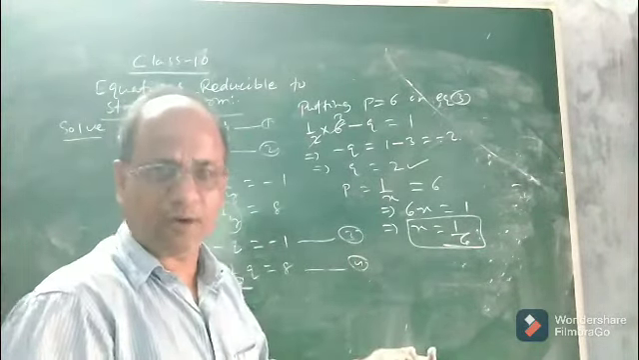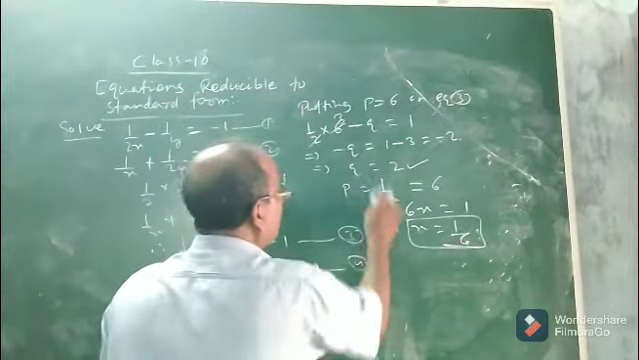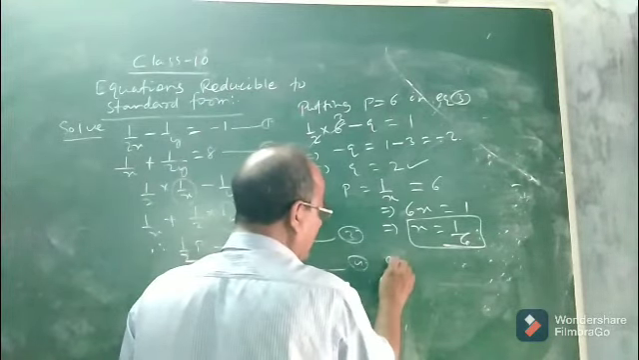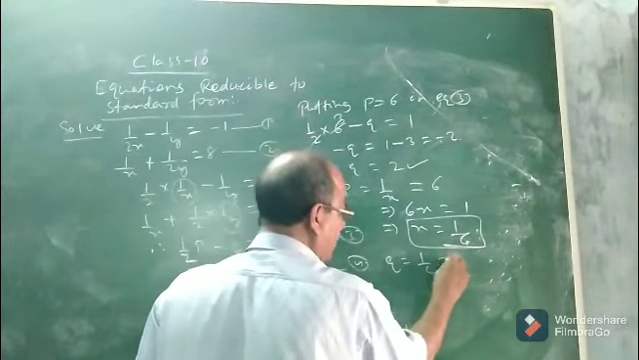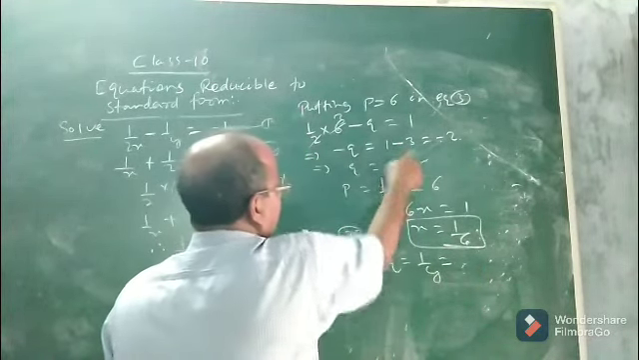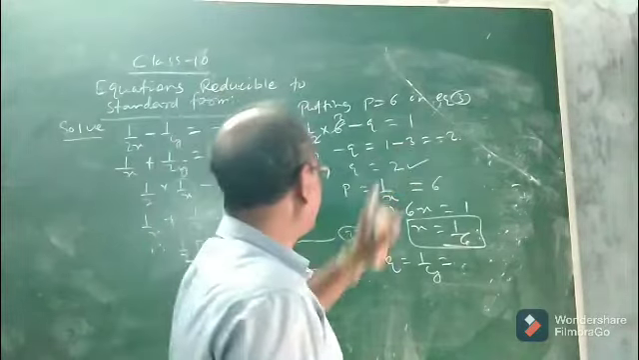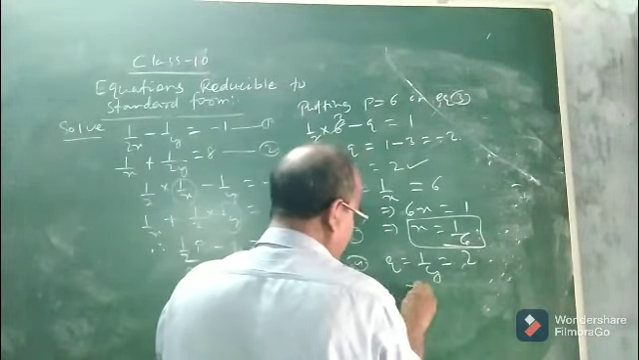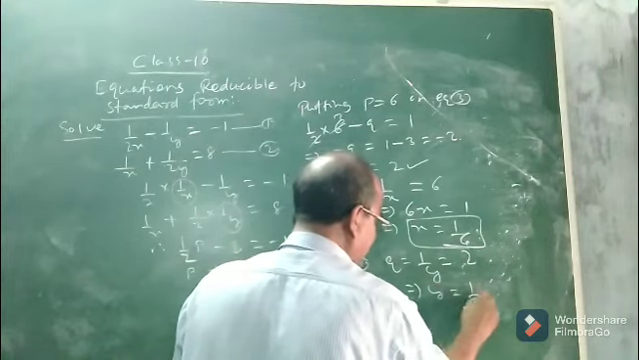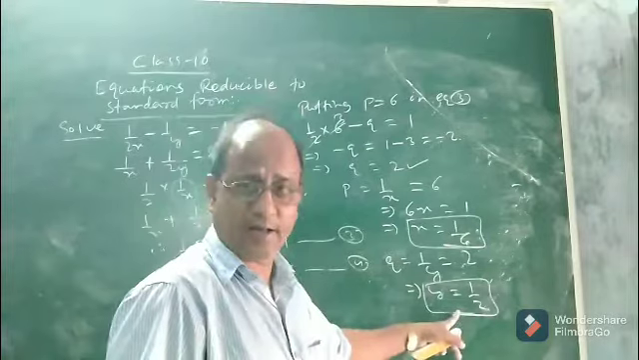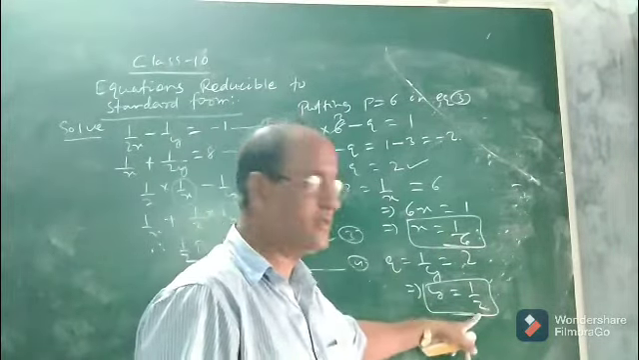Now how to get the value of y? You have taken q as 1 by y. What is the value of q? Q is 2. So q equal to 1 by y equal to 2. That means y equal to 1 by 2. See, children, so the values of x and y are 1 by 6 and 1 by 2.